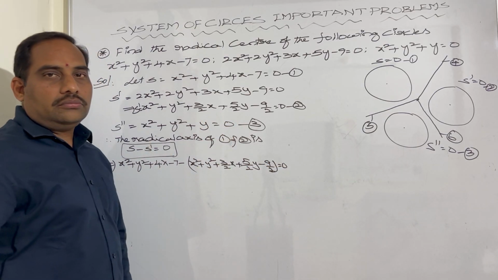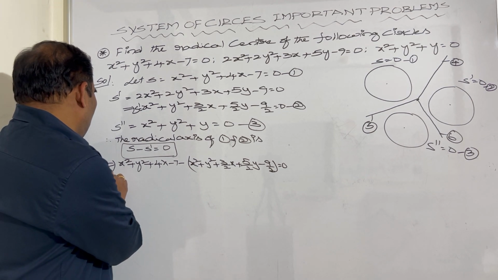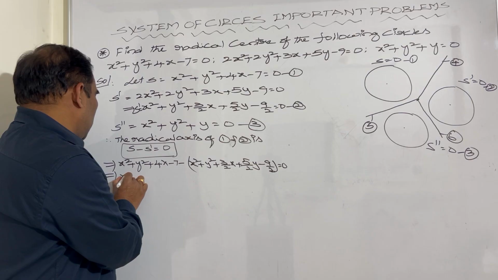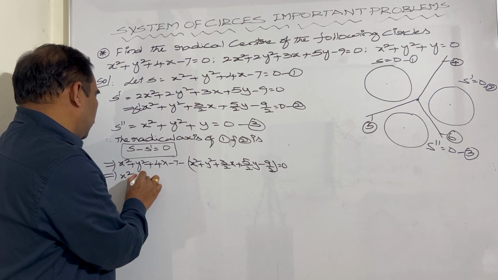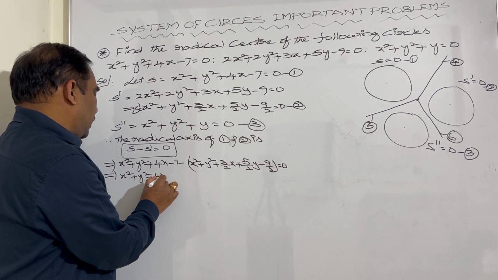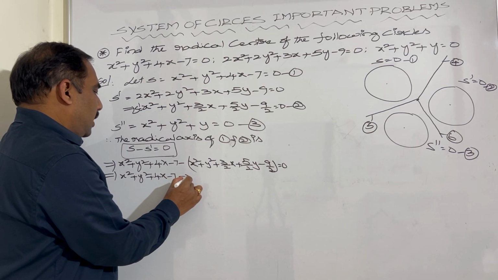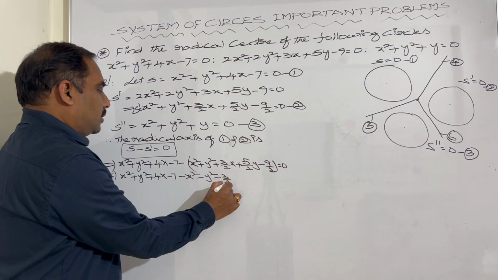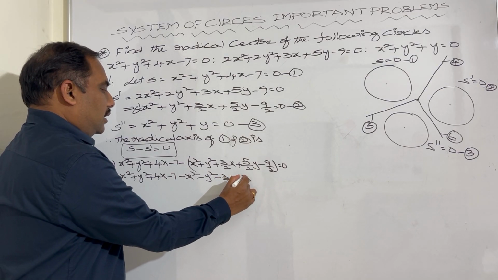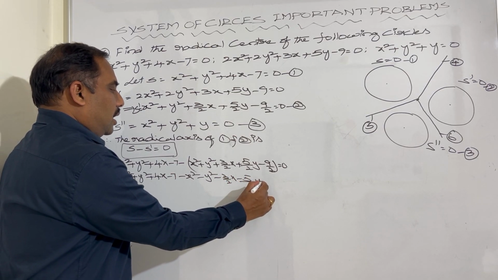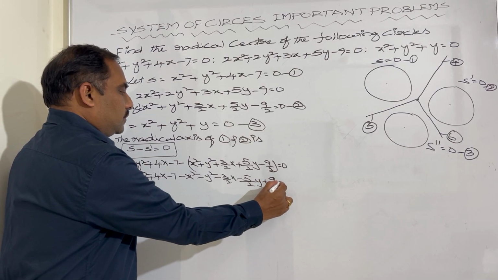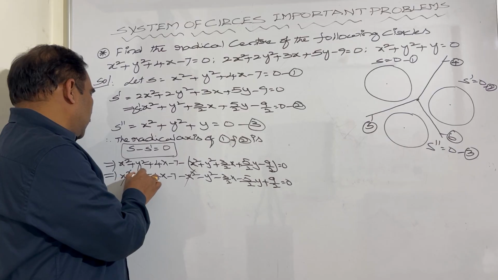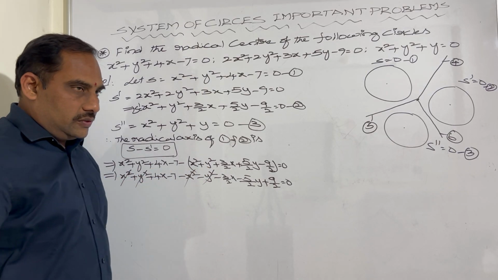Now, if you multiply this circle equation with minus, then we get x square plus y square plus 4x minus 7 and minus x square minus y square minus 3 by 2 into x and minus 5 by 2 into y and plus 9 by 2 is equal to 0. Now if you observe here, the terms x square and y square all get cancelled.